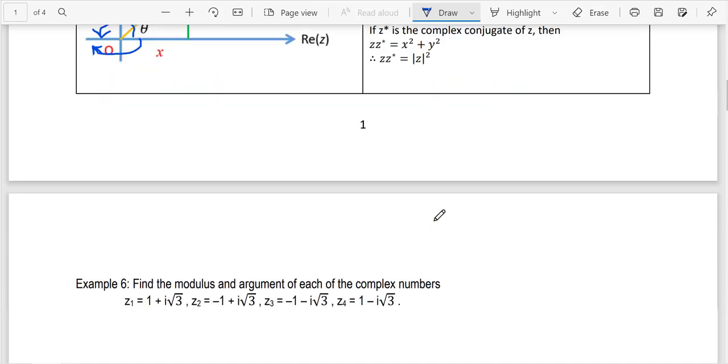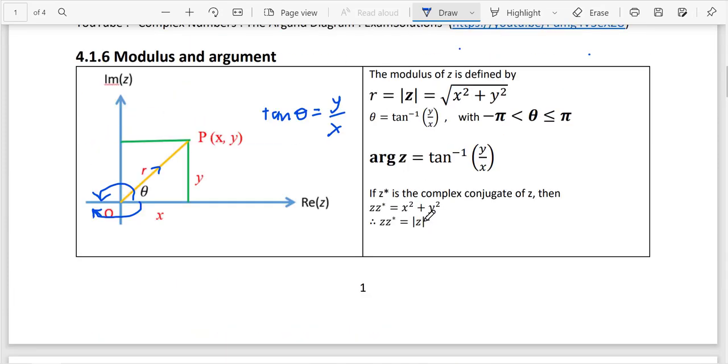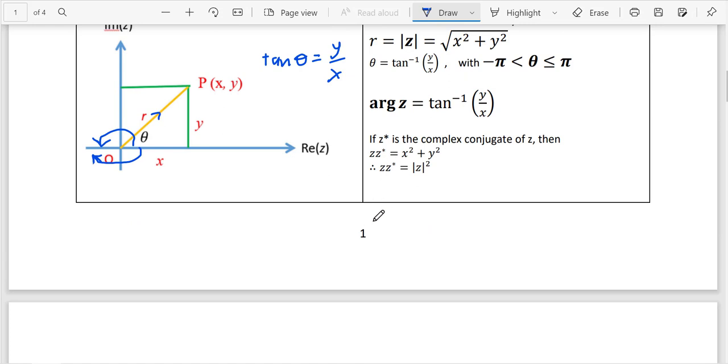You see this, that is actually the step. You find the modulus for z conjugate, you get the same answer.